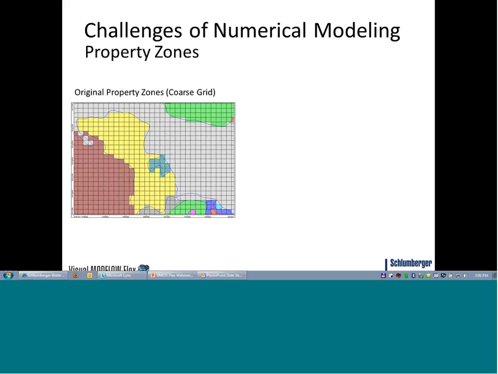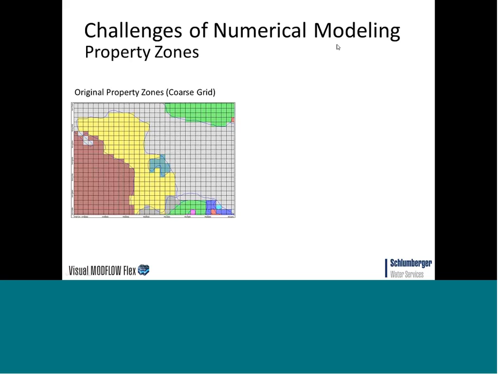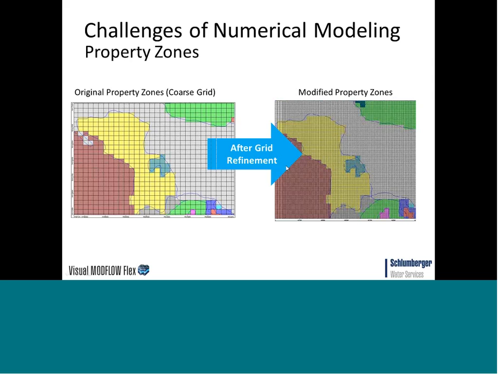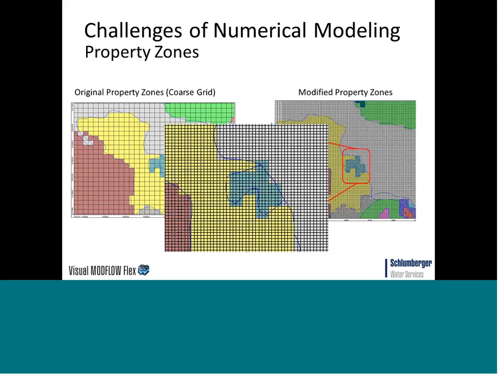The same is true for working with property zones. Again, if you assign your original property zones to a coarse grid in the numerical model and you refine the grid, you'll see that the modified property zones no longer honor the original shapefile geometry. Zooming in on a specific location, you can see that this turquoise, green, and blue property zone has values that are no longer following that shapefile geometry. Again, there's no easy way to correct these.